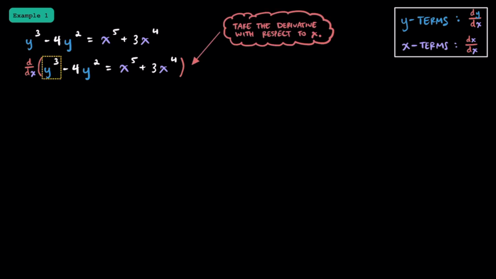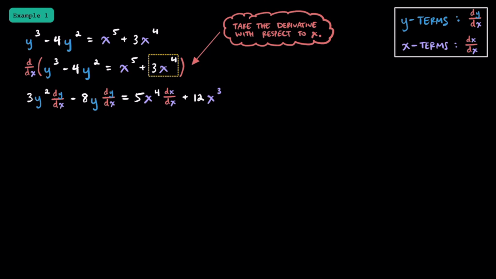Taking the derivative of y cubed, we're going to use the power rule and get 3y squared, and we're going to put this dy dx next to it. Next, we're going to differentiate this negative 4y squared in respect to x, and using the power rule again, we get minus 8y, and throw that dy dx next to it. Now let's find the derivative of x to the 5th power in respect to x. Once again, using the power rule, we're going to get 5x to the 4th power, and we'll throw that dx dx next to it. And finally, finding the derivative of 3x to the 4th power, we'll get 12x to the 3rd power with this dx dx next to it.